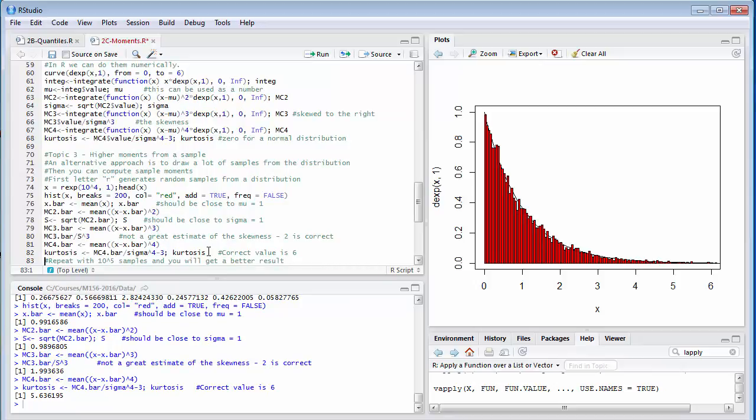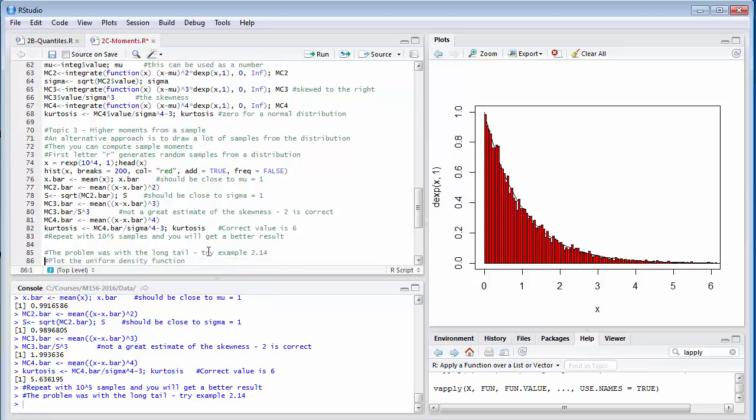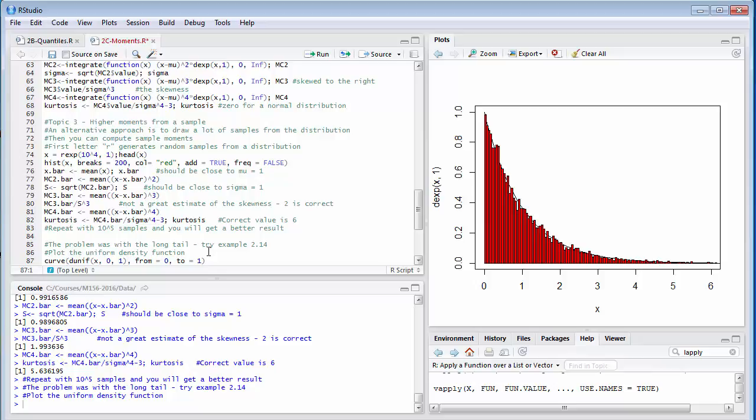The correct value, or the theoretical value, is 6. If you want to get values that are closer to the theoretical value and you've got a fast computer, repeat this with 100,000 samples, and the sample moments will agree more closely with the theoretical moments. Now, the problem was with the long tails here.